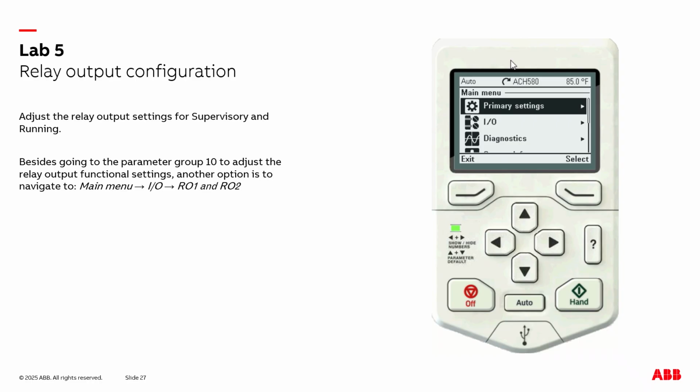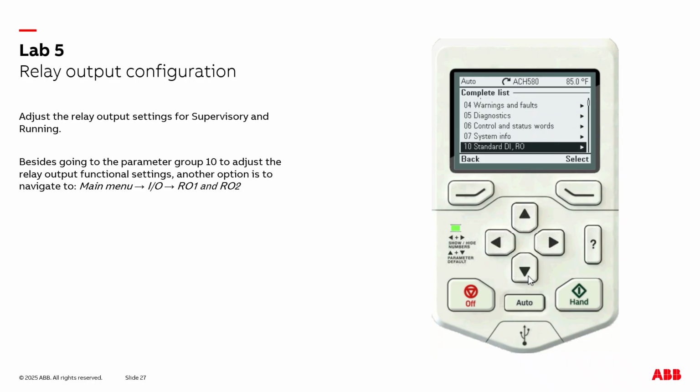All right. Now, normally I'd say let's start at primary settings like we've done for the rest of the previous labs, but unfortunately, relay output adjustments can't be made under primary settings. So instead, we have to go to parameters at the very bottom of the list here. We have to go to complete list. And if we go down to group 10, this is where the relay outputs functional settings are adjusted.